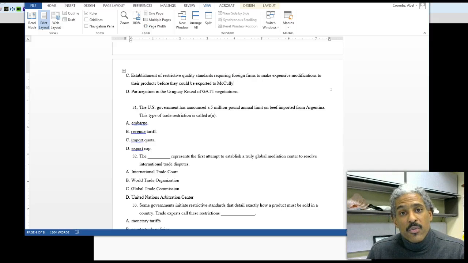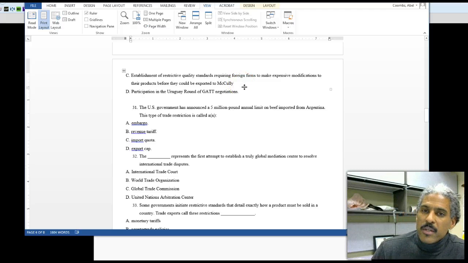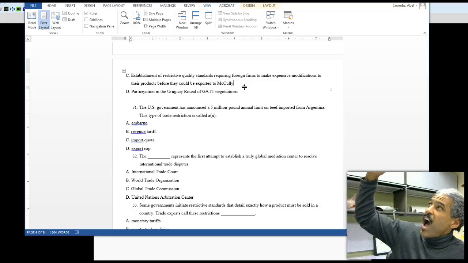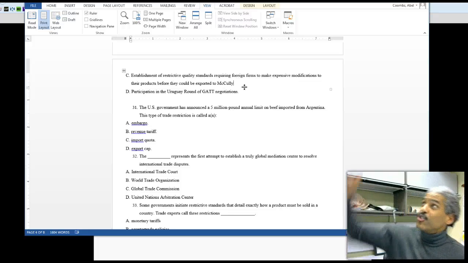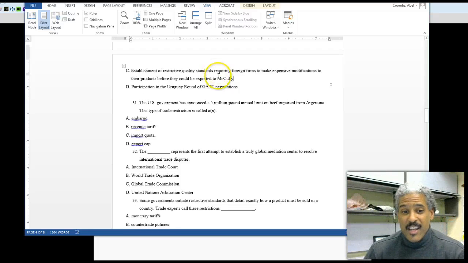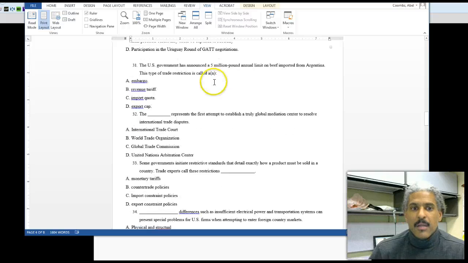So if you answered this one, there's the correction there. My apologies. So you can sell as many as you want in my country, but you got to have it at this super high standard for it to get in. Sell as many as you want. Let's see if you can hit this super high standard. So that's a protectionist technique.